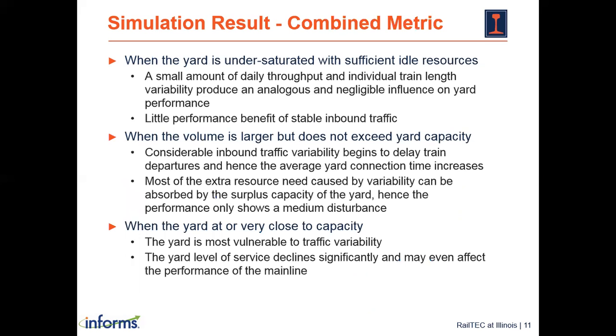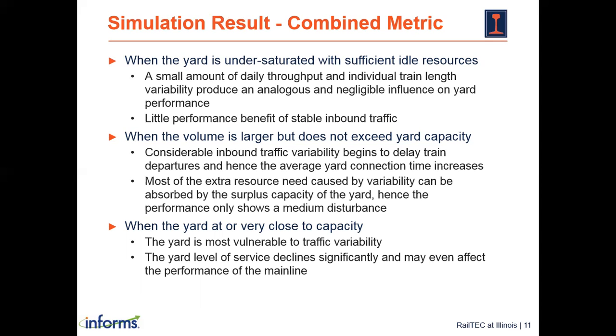Three circumstances can be concluded by combining the two metrics. First, when the yard is undersaturated with sufficient idle resource, a small amount of daily throughput and individual train length variability produce similar and negligible influence on yard performance. To some extent, the small amount of traffic variation offsets the randomness existing in the simulation model due to the diverse operating decisions. Therefore, under this situation, there is little performance benefit to stabilize inbound traffic. In contrast, some rail cars even achieve shorter connection time, benefiting from the randomness.